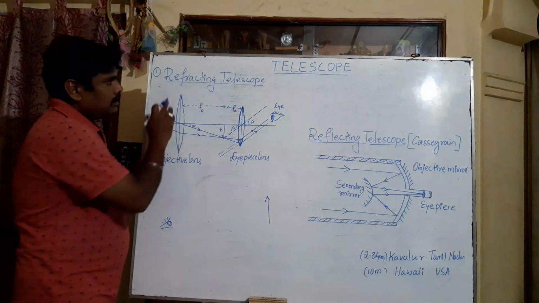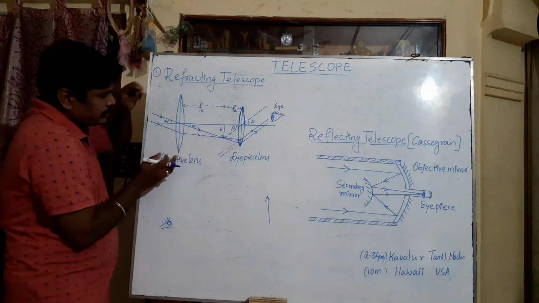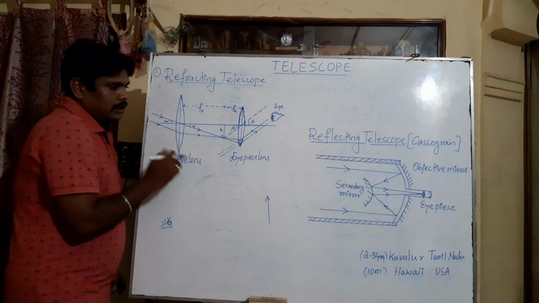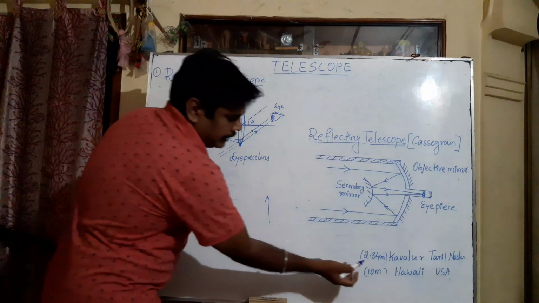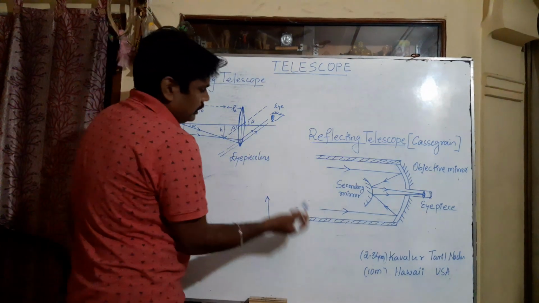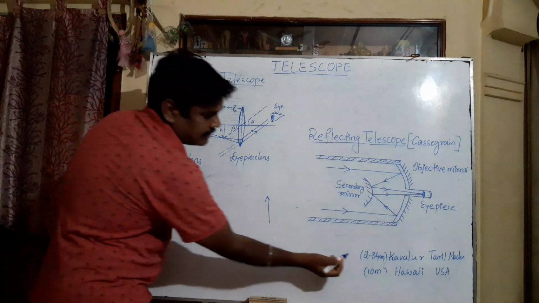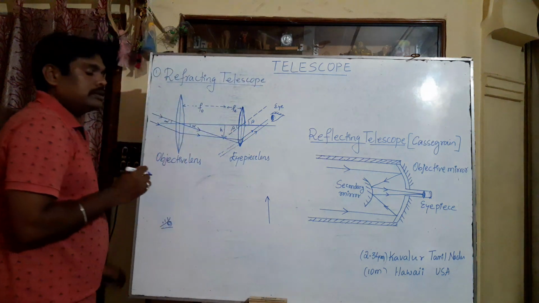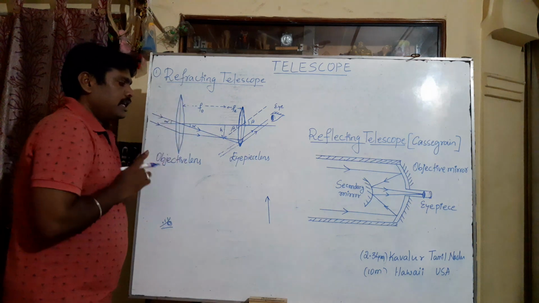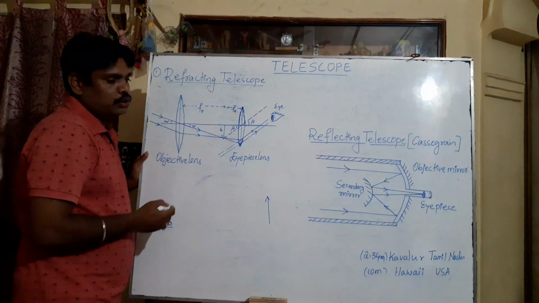In this refracting telescope, two lenses are used. First one is the objective lens. This objective lens is very big in size. See, in our country India, in Tamil Nadu, at Kavalur, there is a refracting telescope whose lens diameter is about 2.34 meters. Just imagine how big it is. Such big lenses can be used here, whose diameter is about 10 meters. That is the biggest telescope in the world.